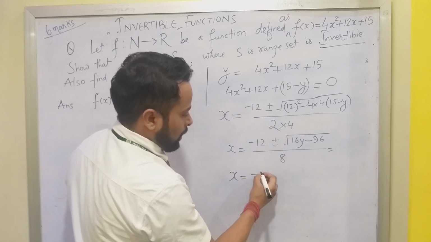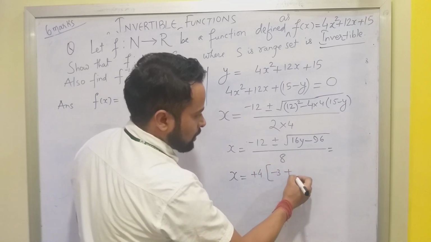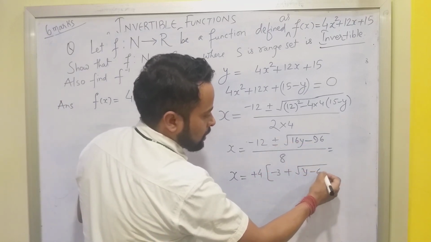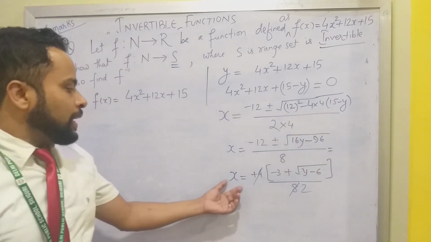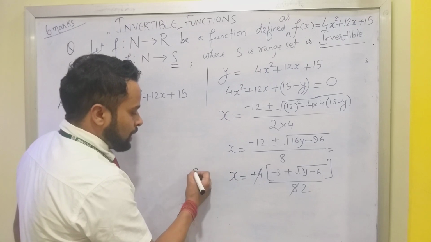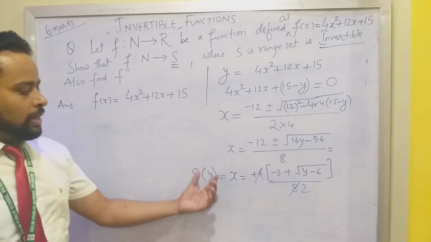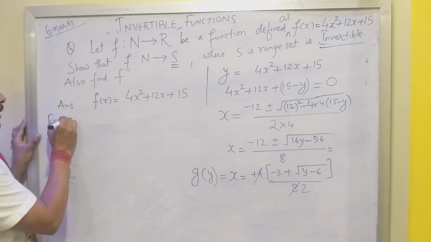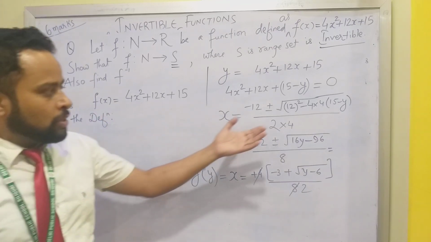So x equals minus 12, if I take out plus 4 common, so it is minus 3 plus root over 16 is taken out from inside, so it is y minus 6 by 8. 4 1s are 4, 4 2s are 8. So what is x? x is minus 3 plus root over y minus 6, by 2. But in fact, x is taken as g of y. So I got two functions, f of x and g of y. Then I'll write the definition. From the definition, it is the same as what I was talking about in the theorem.